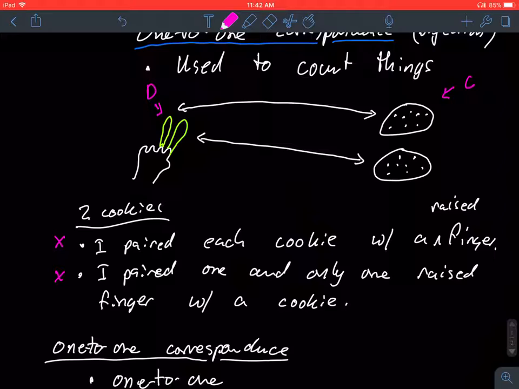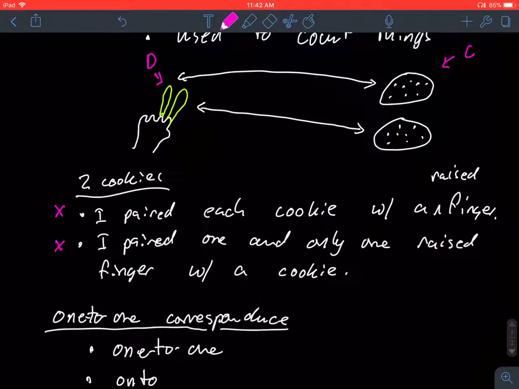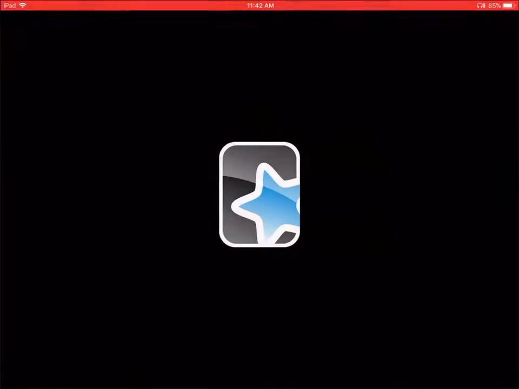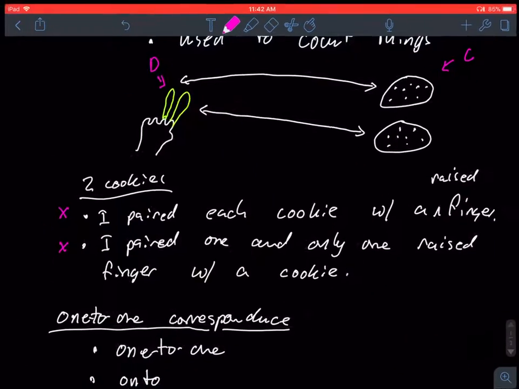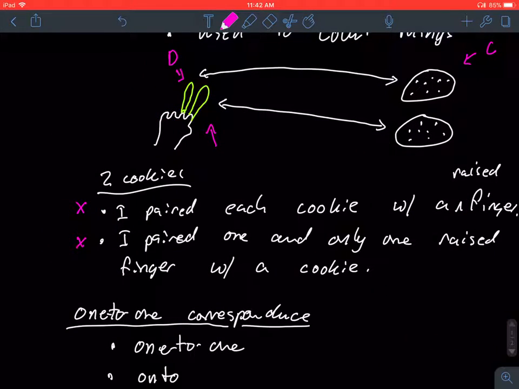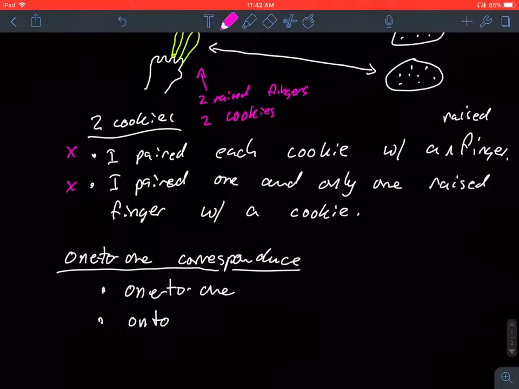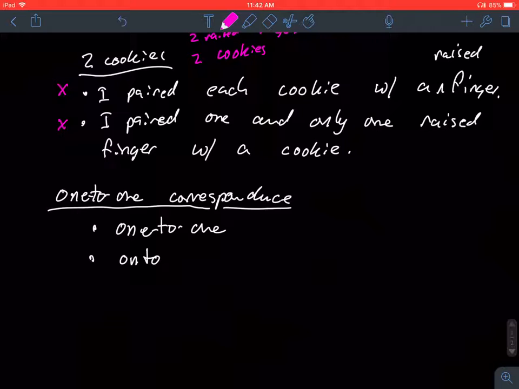So I know that this is onto, and therefore, when I count in this manner, I say that there are two raised fingers. And because of that, I know that there must be two cookies, because the number of elements in the set of Ray's fingers is the same as the number of elements in the set of cookies, because I matched them with a correspondence that's both one-to-one and onto.